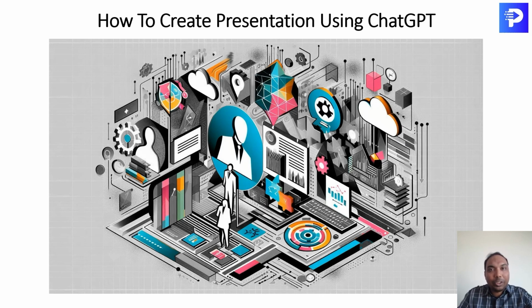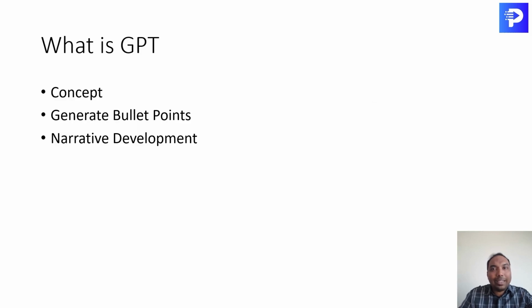And before we dive into today's topic, there are certain basics that we need to understand. So let's start. First and foremost, let's understand what GPT is. GPT is a generative pre-trained transformer. It's an AI developed by OpenAI that excels in generating human-like text based on the input it receives. It's capable of understanding context, answering questions, and creating content across various domains.